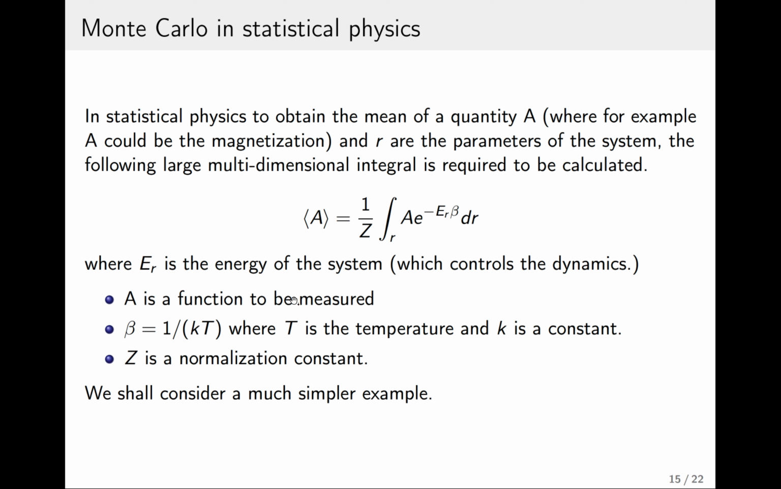So A is the function to be measured, and it could be something like the magnetization. If you have a whole bunch of magnetic spins, they're all lining up. Beta is 1 over kT, where k is a constant and T is the temperature. So if you look at a physical system and you want to know what happens if you change the temperature, then under appropriate conditions you have to compute this large multi-dimensional integral. So there's a huge community of people using Monte Carlo techniques, and this expression here is actually a large multi-dimensional integral.